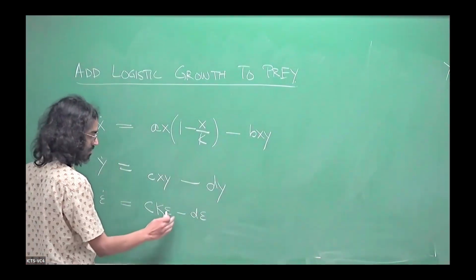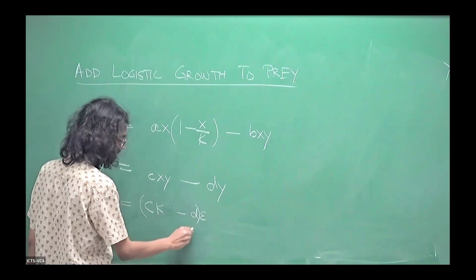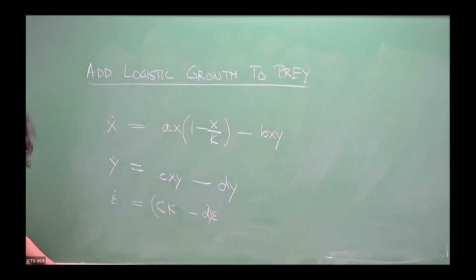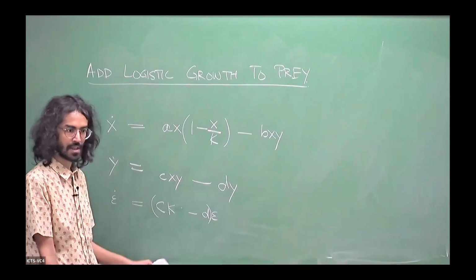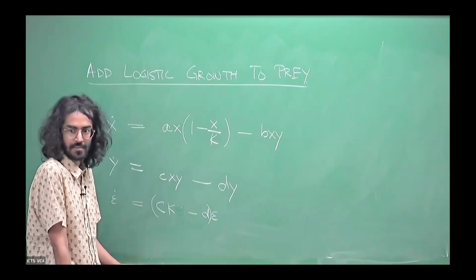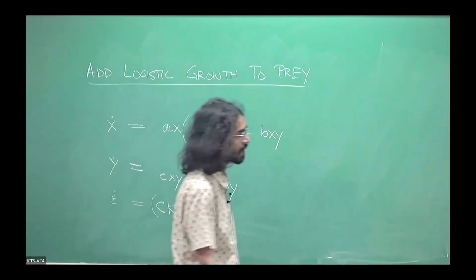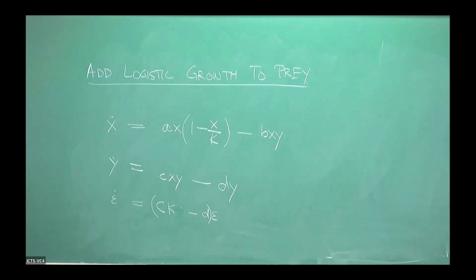And so when is this positive? Can someone see something? Can this be negative ever? Yeah, when D is greater than CK. Can this be positive ever? Yeah, when CK is greater than D. Right, so depending on what we have, it's either going to be stable or unstable.